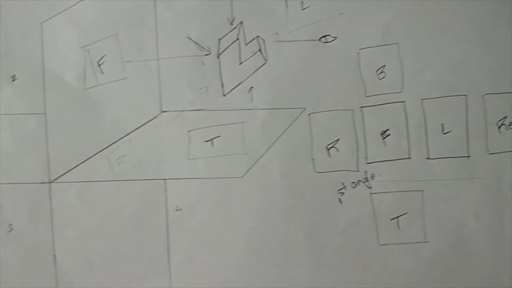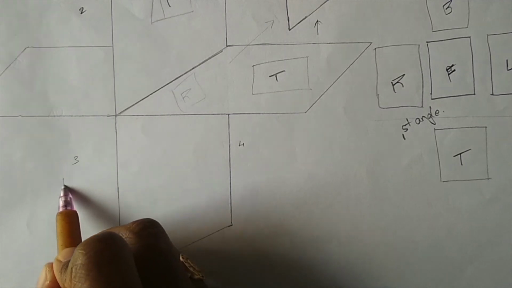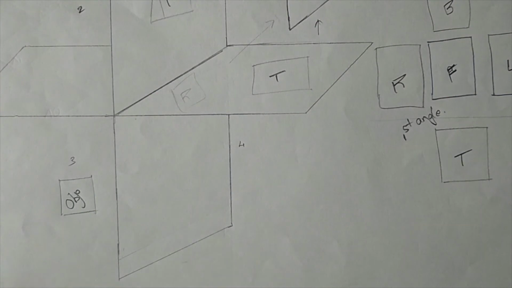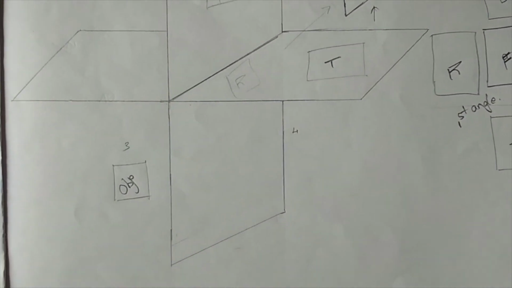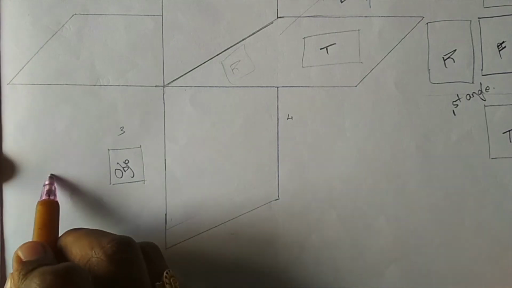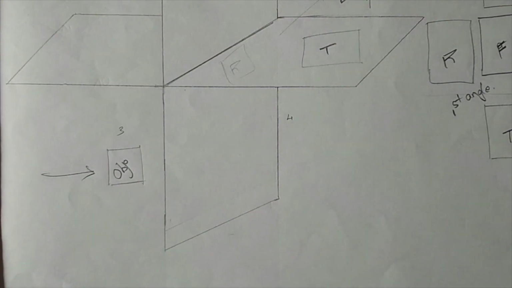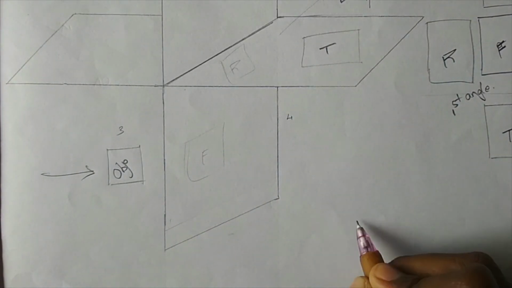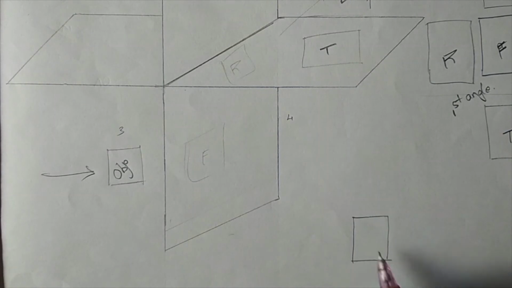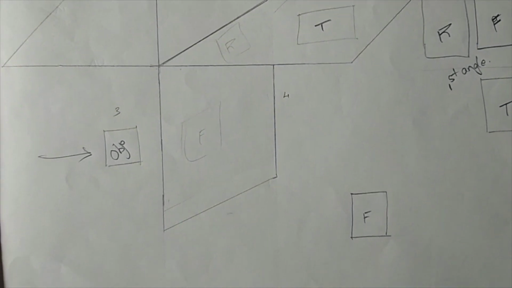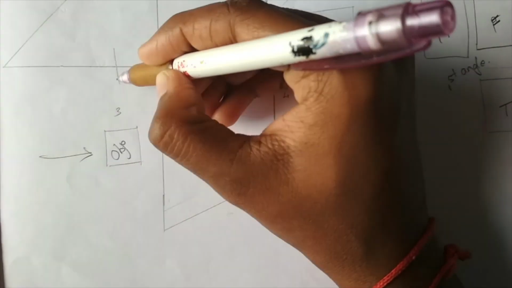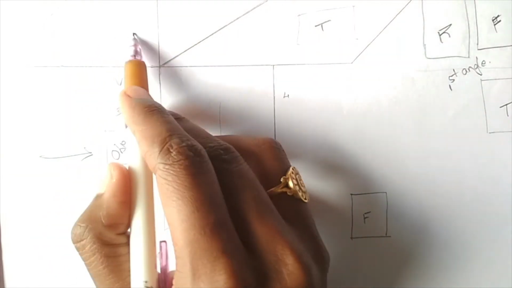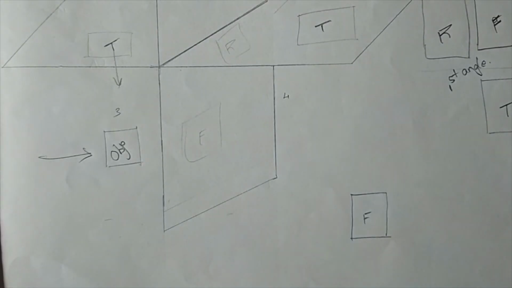So let me be clear with the third angle projection also. Here our object is located. If you see from this side, our projection will be on this plane. So let it be the front view. Okay, so if you view from the top, as there is no plane here, the projection will be drawn on this plane. This will be the top view.